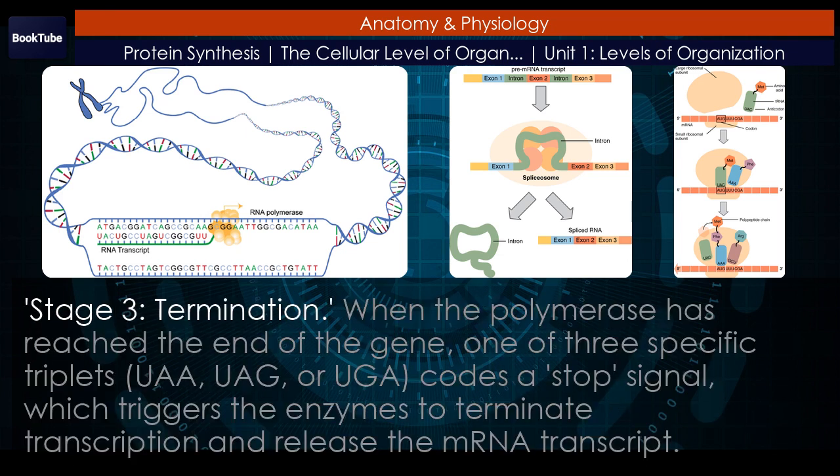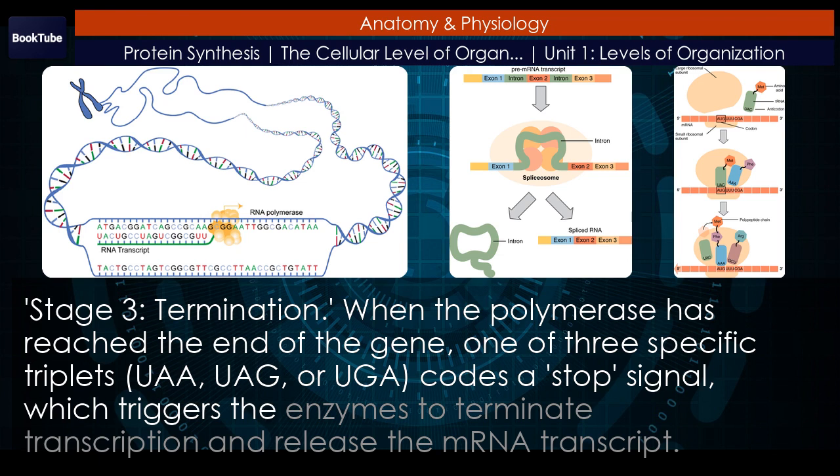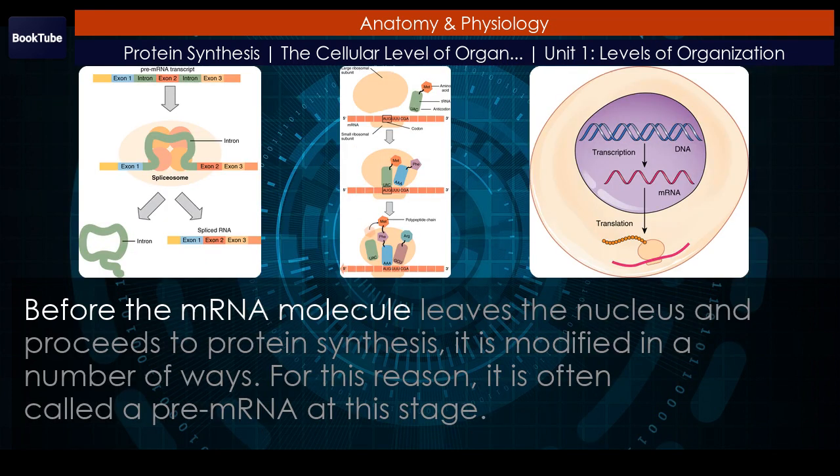Stage 3. Termination. When the polymerase has reached the end of the gene, one of 3 specific triplets, UAA, UAG, or UGA, codes a stop signal, which triggers the enzymes to terminate transcription and release the mRNA transcript. Before the mRNA molecule leaves the nucleus and proceeds to protein synthesis, it is modified in a number of ways. For this reason, it is often called a pre-mRNA at this stage.